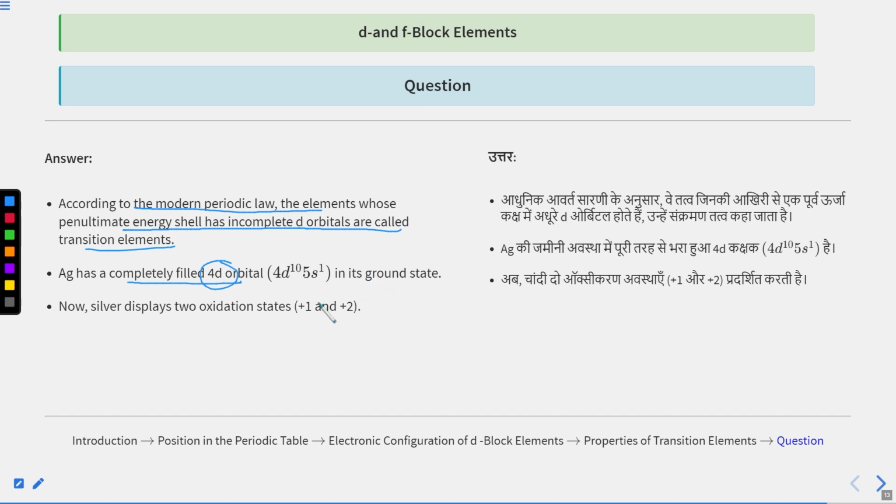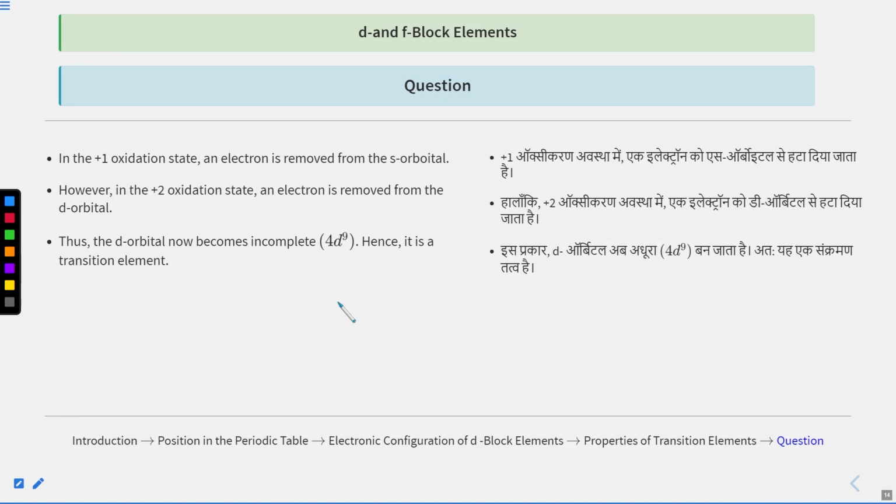Now silver has two oxidation states, +1 and +2. As I said, the oxidation state should also be considered. Clear? In the +1 oxidation state, an electron of s is removed, and in the +2 oxidation state, an electron from the d orbital is removed. Thus, the d orbital has now become incomplete, so it is a transition element. I made this point earlier also, and here the same thing is mentioned.